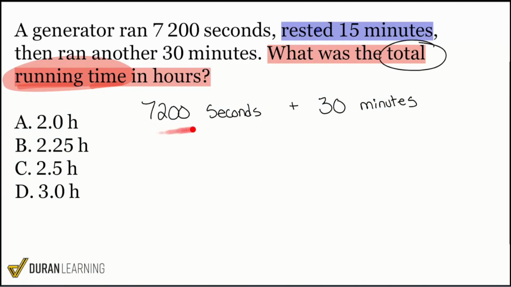So here, 7,200 seconds, my party people, we got to turn that into hours. And we're going to have to use two conversions. So number one, we have 1 minute being equal to 60 seconds. And then we have 1 hour being equal to 60 minutes.